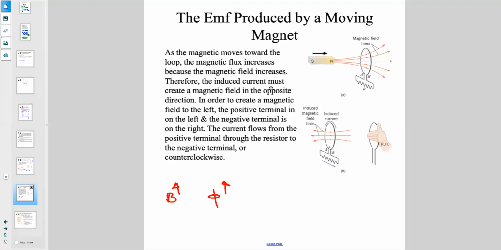Because the magnetic field is increasing, the induced current must create a magnetic field in the opposite direction, to the left. So this should be positive and this should be negative in order to have a current in this direction. So you have the current going counterclockwise to create a magnetic field to the left. The current flows from the positive terminal through the resistor to the negative terminal, counterclockwise.